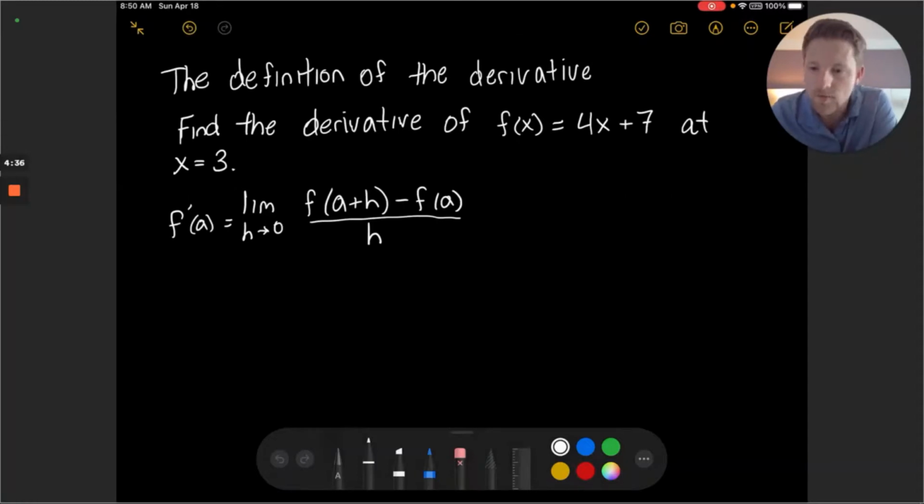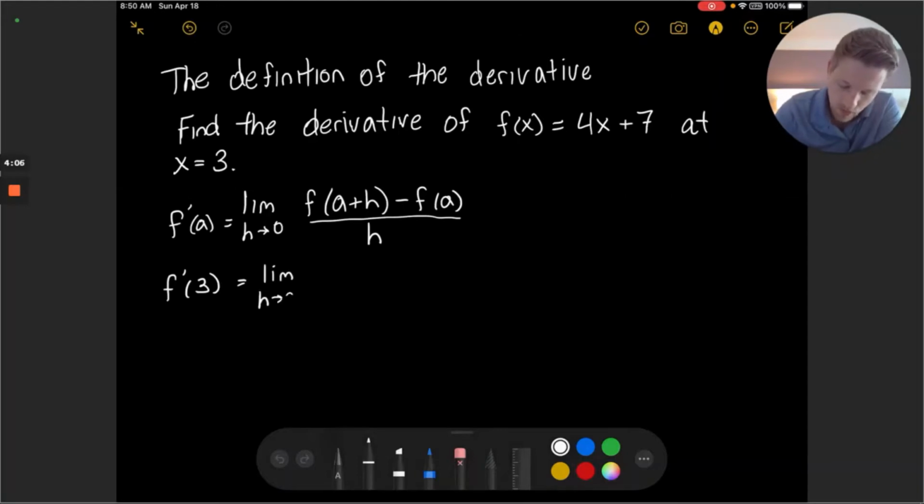So that's the derivative f prime of a is equal to the limit as h goes to 0 of f of a plus h minus f of a over h. So here we know that the value we want to evaluate is 3. So a, in our case, is the value 3. So we can rewrite this as the limit as h goes to 0 of f of 3 plus h minus f of 3 over h.